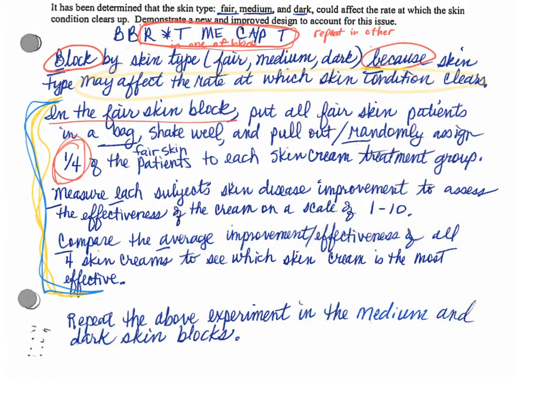I found that if my students tried to do it all together at once, and they said, within each block, do this, I found that when they got down to the comparing, they were really unclear what you were supposed to compare. Are you supposed to compare treatments A, B, C, and D in the fair to themselves, or A in the fair to A in the medium to A in the dark? Anyway, my experience is if you don't do it this way, the comparison becomes unclear and I mark it wrong.